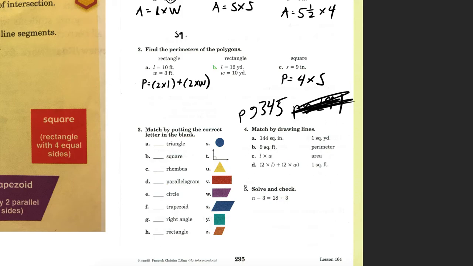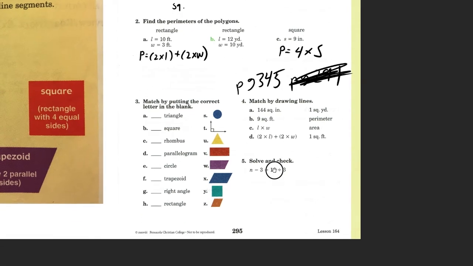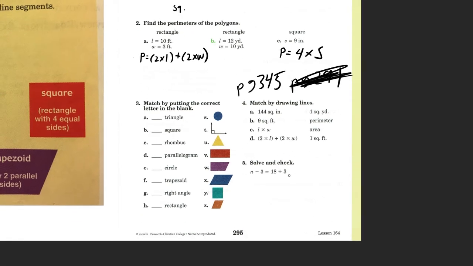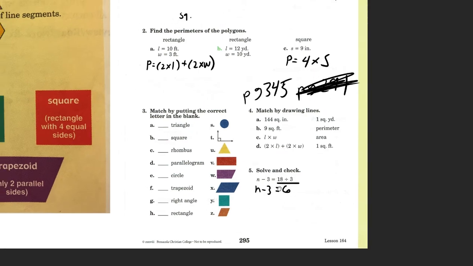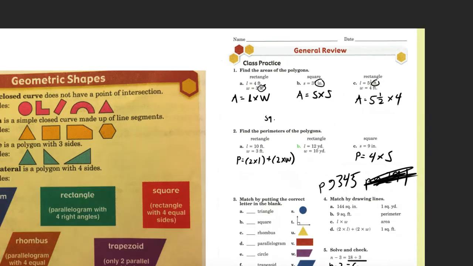All right, number 5, solve and check. You guys have done plenty of these. First you do the side that doesn't have the letter. So 18 divided by 3 equals 6. Okay, solve for n. So keep solving it. All right, let's go to the next page.